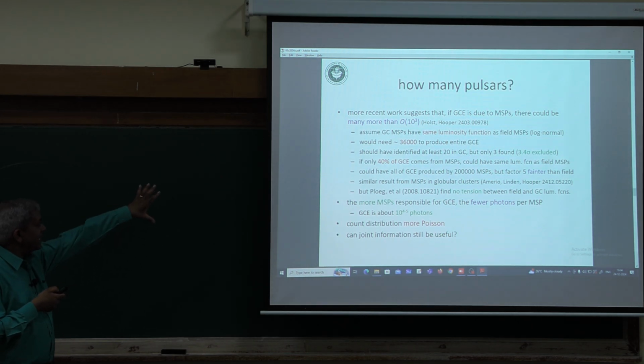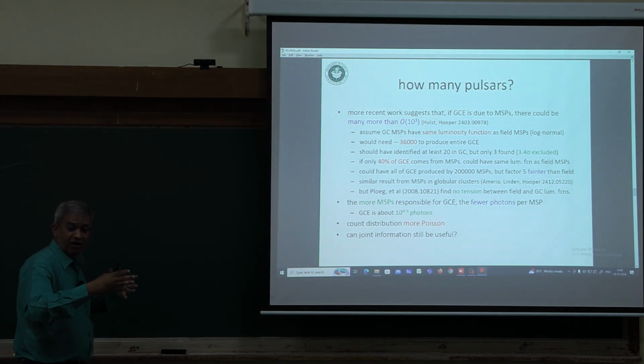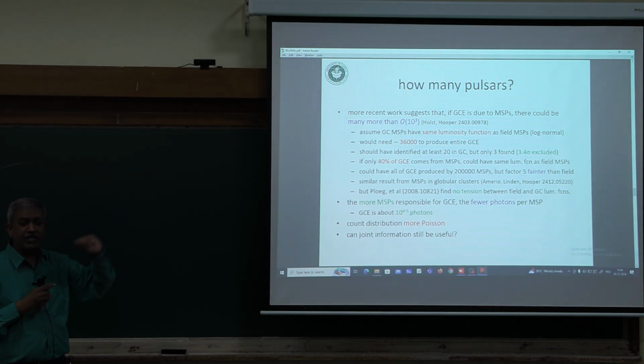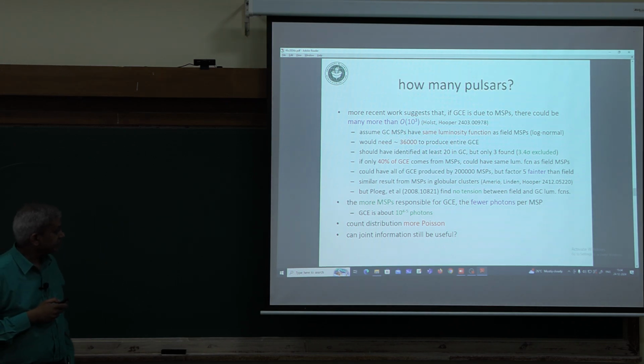Now, again, I kind of focused on this. The millisecond pulsar model I've used so far has been that one where 650 millisecond pulsars generate the entire galactic center excess. But again, a point which is made is, why do we take that? How do we know that that's what it's going to be?